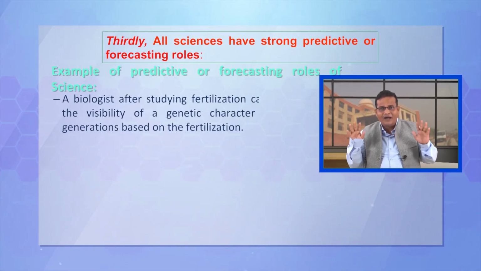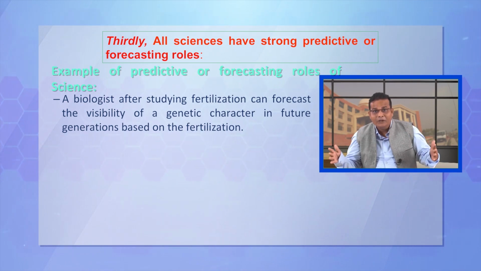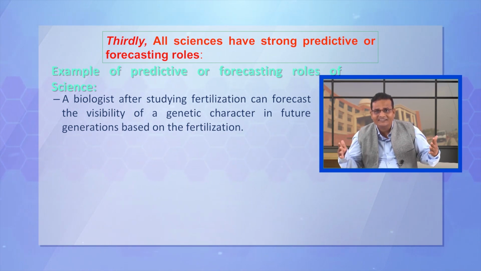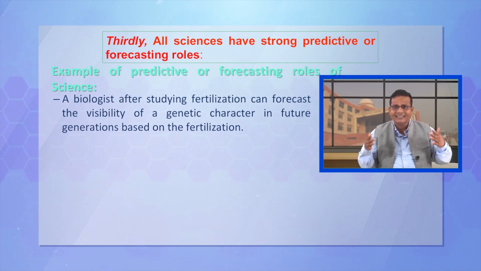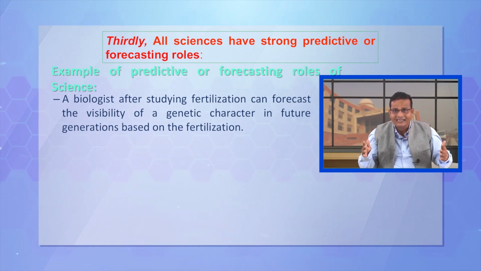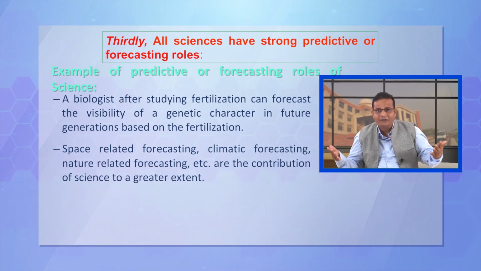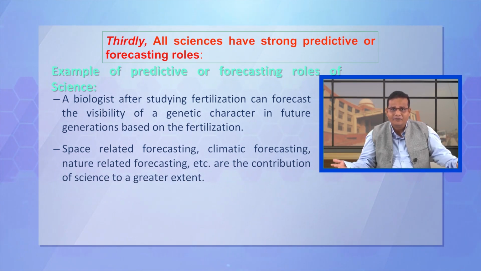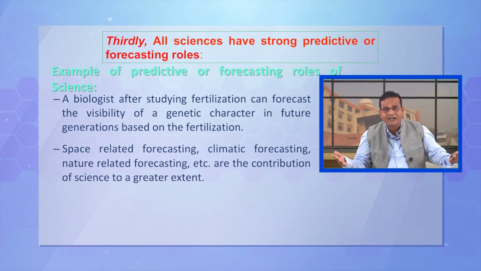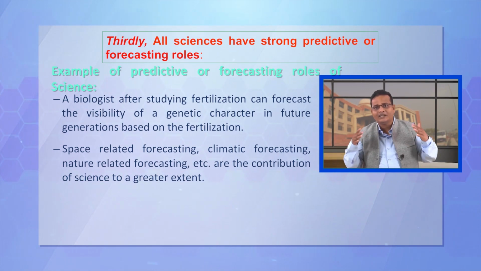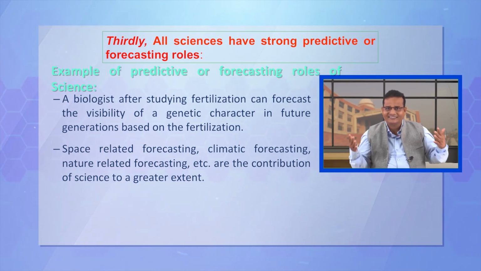For example, a biologist after studying fertilization can forecast the visibility of a genetic character in future generations based on the fertilization. Space related forecasting, climate related forecasting, nature related forecasting, etc. are the contribution of science to a great extent.